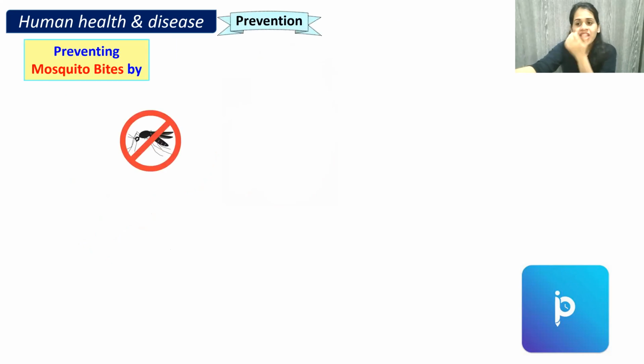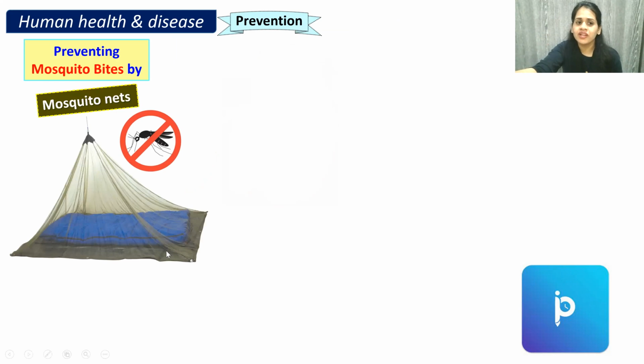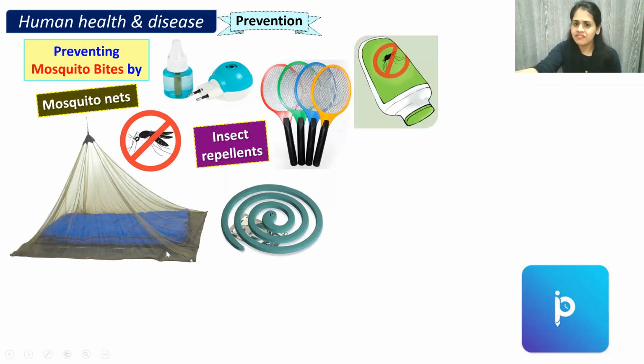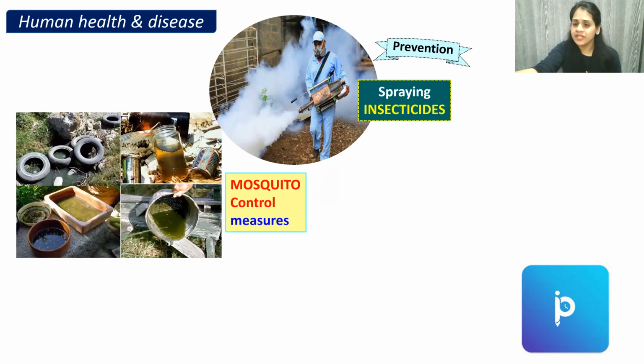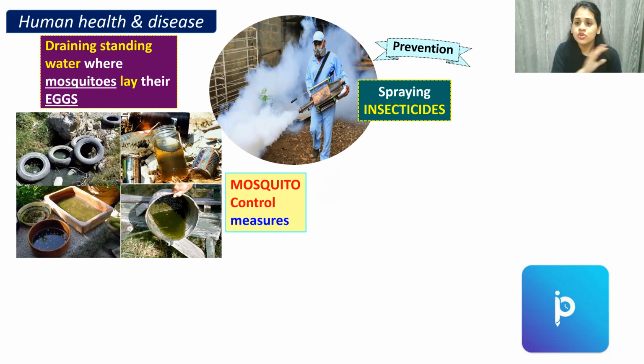So now, what are the preventative methods? This is something which you already know. Obviously you have to prevent mosquito bites by using mosquito nets. You can use insect repellents like these, which you can see on the screen, to keep the mosquitoes away from us. Apart from that, spraying insecticide is also one of the good techniques to prevent malaria. You have to see that there is no accumulation of water in nearby places, because that water contains mosquitoes which have laid eggs. So draining stagnant water where mosquitoes lay eggs is very important.